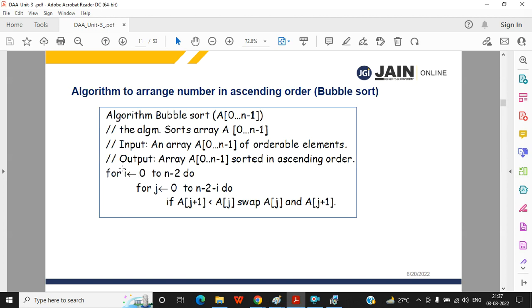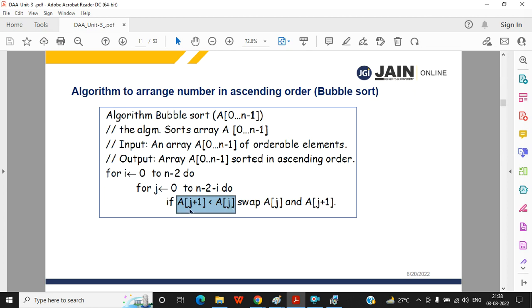For i equal to 0 to n minus 2, then j equal to 0 to n minus 2 minus i. What they are actually comparing, look here, is j plus 1 and j. What are the two elements? In this example, the two elements are 18, then 45 and 89.